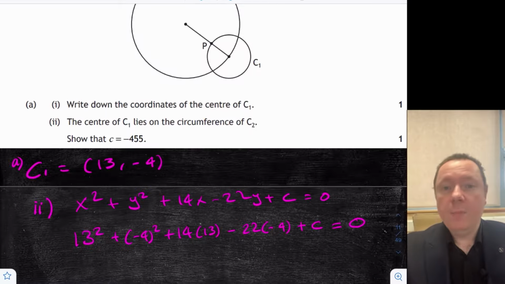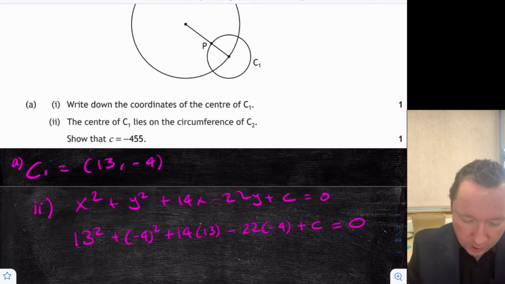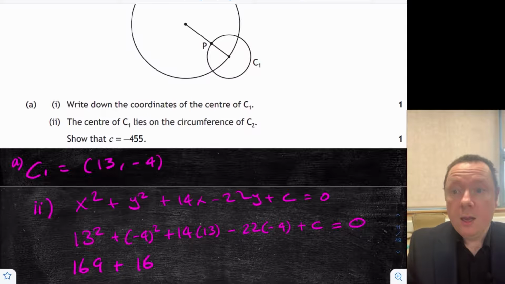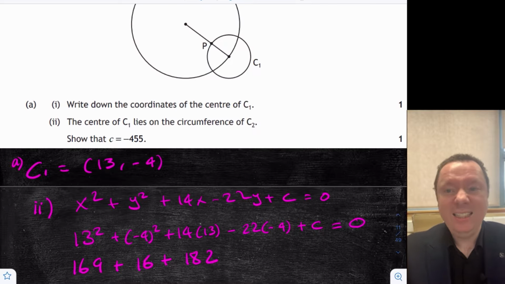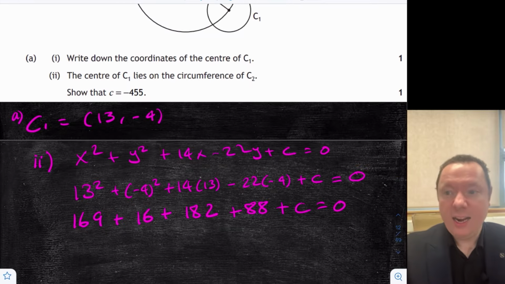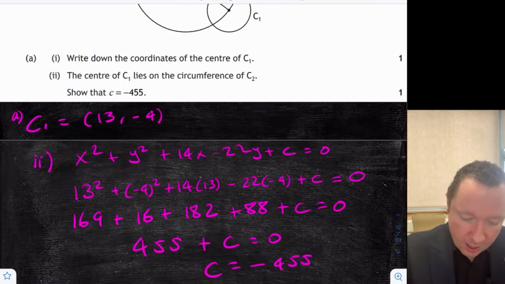Bit of maths to do, but this was a calculator paper, so you just get your calculator out and work it out. You get 169 + 16 + 182 + 88 + c = 0. So then adding up all the numbers, you get 455 + c = 0, and therefore c is negative 455 as required.